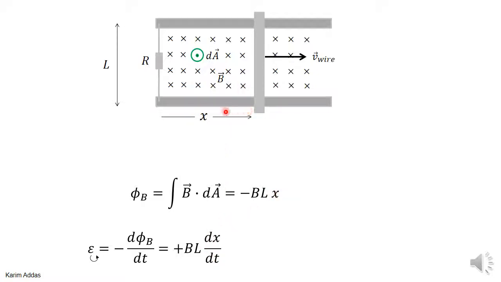What is dx by dt? What's the rate of change of this distance with time? It's just the speed of the wire. So you just get the same result that we got before, that the EMF is B L times the speed of the wire.